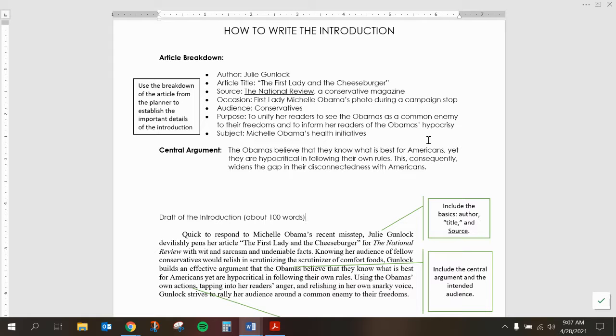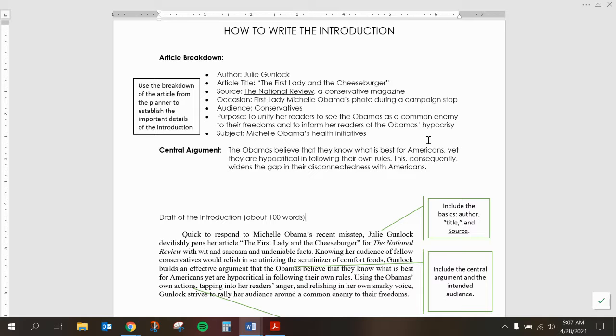The purpose should be some kind of verb. So I looked at it as maybe to unify her readers, to see the Obamas as a common enemy to their freedoms, and also maybe to inform her readers of the Obamas' hypocrisy. I don't necessarily think that she's trying to persuade her readers, because I think her readers already agree with her. And then lastly is the subject, and that is once again Michelle Obama's health initiatives.